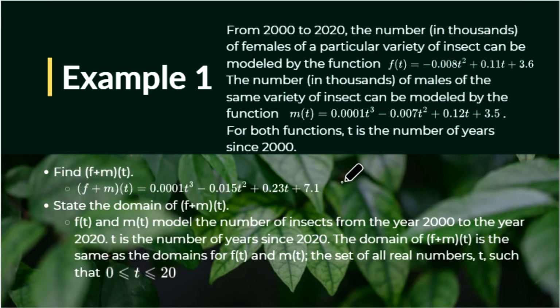Okay. Now we need to figure out the domain. Because we're not dealing with division, it's just going to be all real numbers, as long as time is between 0 and 20, because we're dealing with a 20-year time period. So for the y values for population, it's going to be both positive and negative, but for the x values, we're limited to that 20 years.